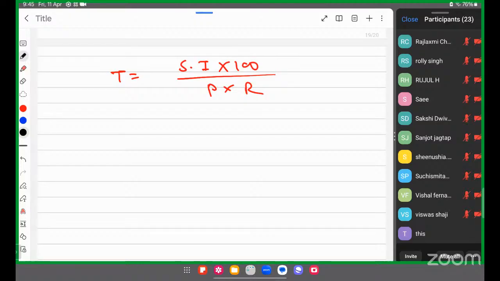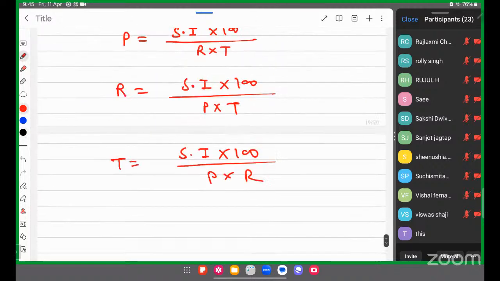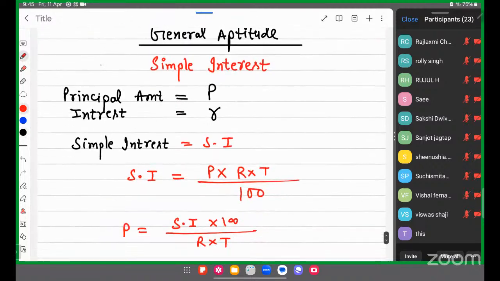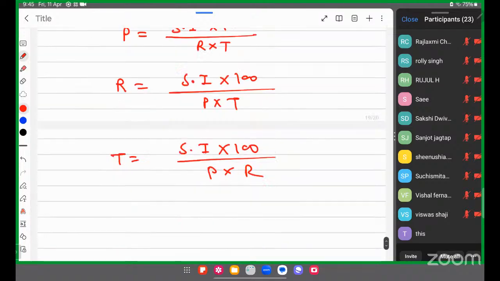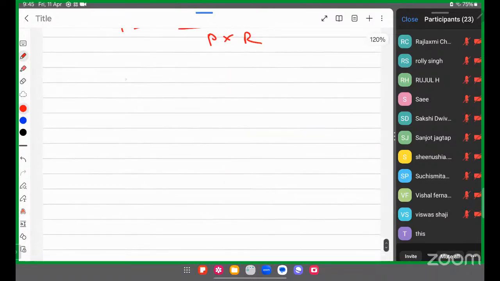And along with simple interest, let's say we have compound interest, right? So the second part of this topic will be compound interest. What is compound interest? Compound interest is the interest which is calculated on the interest.